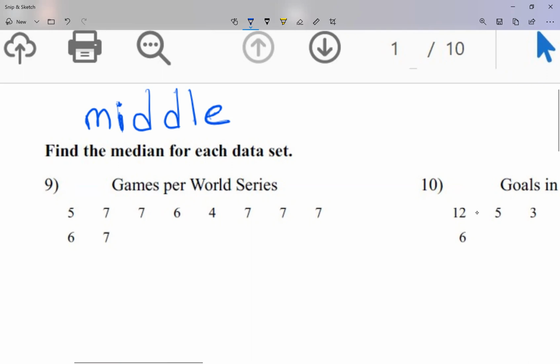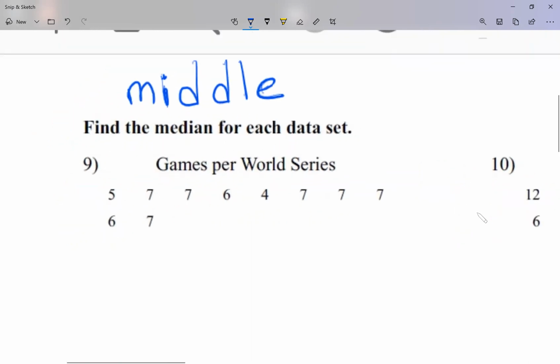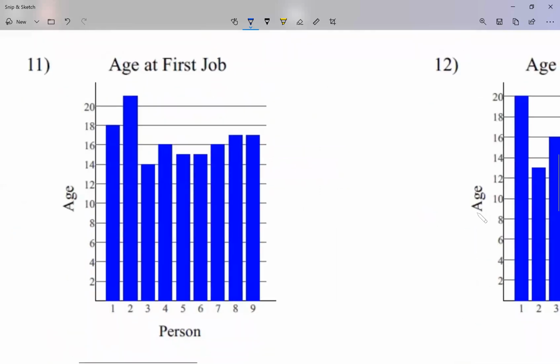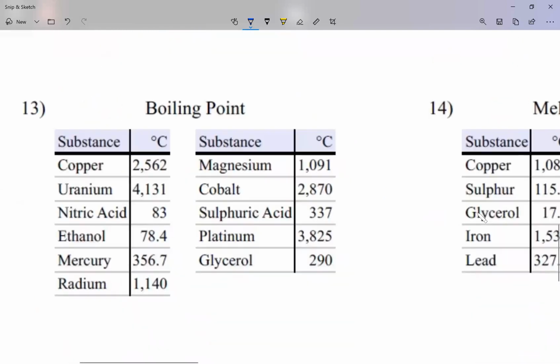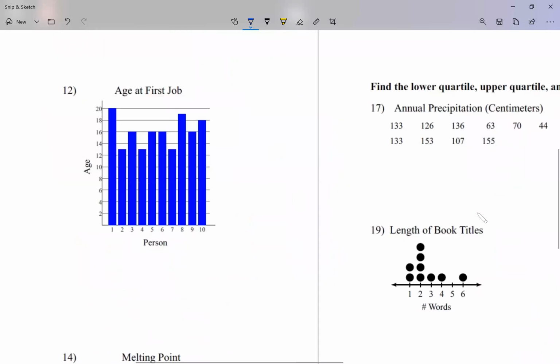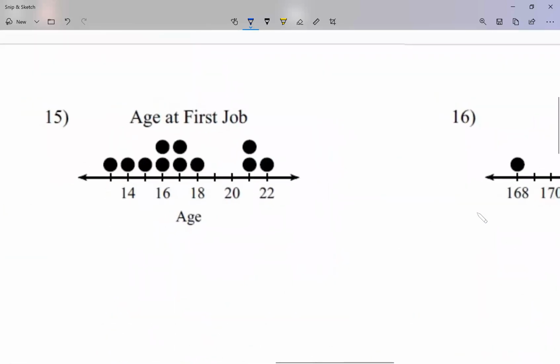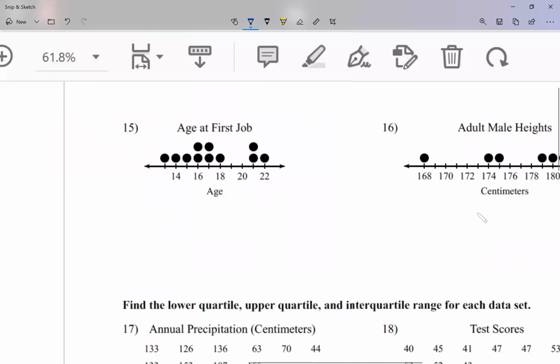Just like yesterday, our information will be given to us as a table, which we can see examples 9 and 10. It could be given to us as a bar graph, which we're going to look at examples 11 and 12. It can also be given to us as a table, which we're going to be looking at examples 13 and 14. And it could be given to us as a dot plot, which are questions 15 and 16. All right, so let's start.